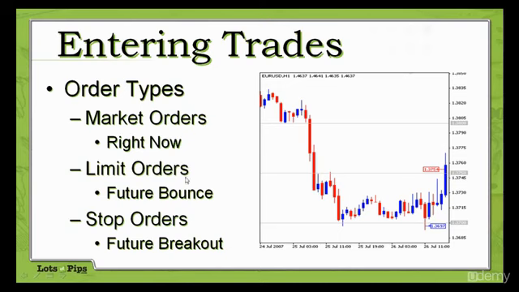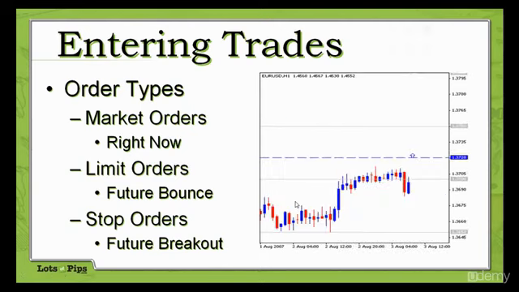We expect the market to bounce off of a certain price barrier or something and then head in the other direction. The other order is a stop order. And the stop order is if we expect it to break through a certain barrier, we want to get in after it breaks through a certain barrier.